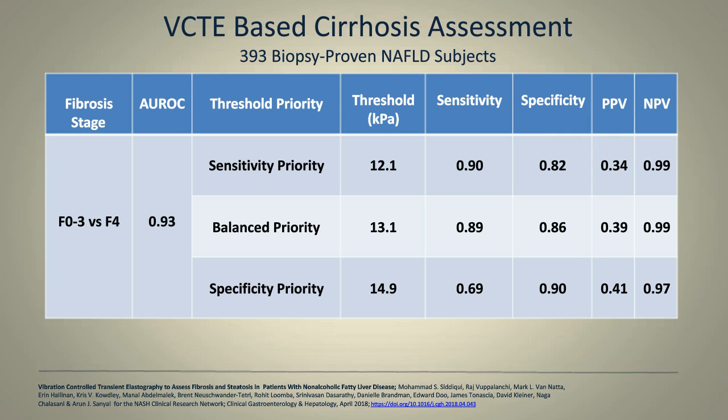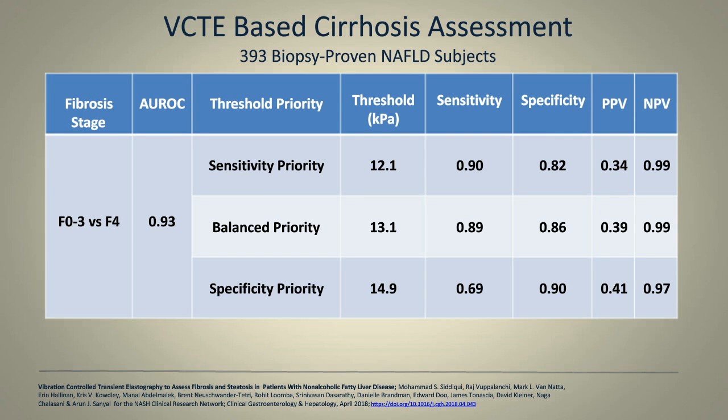Now, look at the positive and negative predictive value. The negative predictive value is 0.99, meaning that if a patient had a FibroScan of 13 or less, that we could exclude cirrhosis 99% of the time. That is the power of this test. The positive predictive value is only 0.39, meaning this patient may or may not have advanced liver disease. We just need to continue to evaluate the patient. And that's where the beauty, I think, of this test lies.